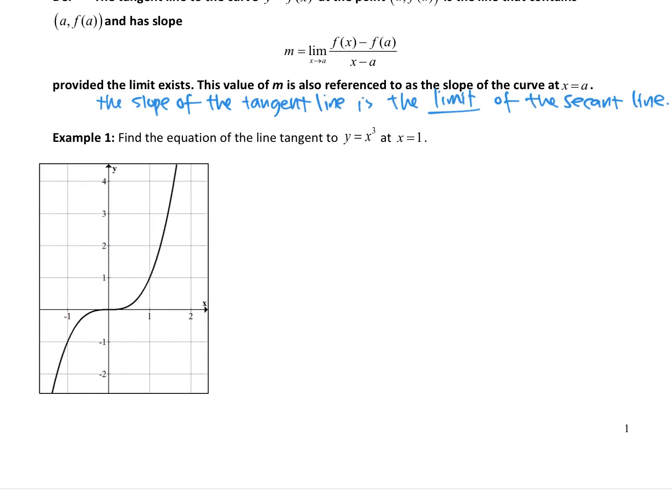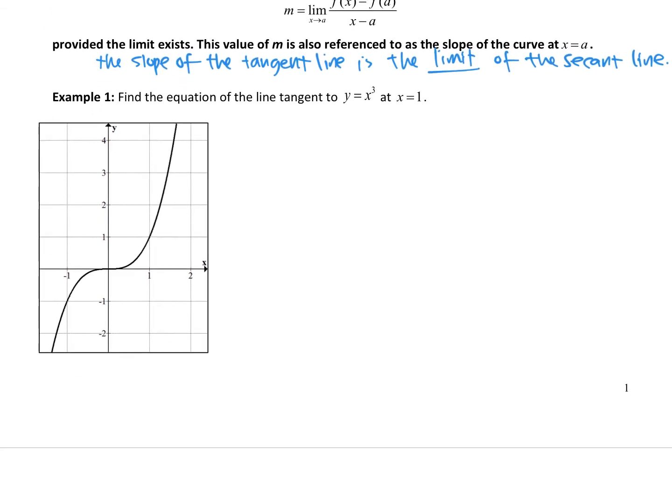Okay, let's look at example 1. It says find the equation of the tangent line to the graph y equals x cubed at x equals 1. So which point are they talking about? x equals 1, so 1 is here, so this is the point they're talking about. Again, the tangent line goes through the graph only once, so I'm going to draw it like this, as best as possible. So the question is, what's the slope of this?